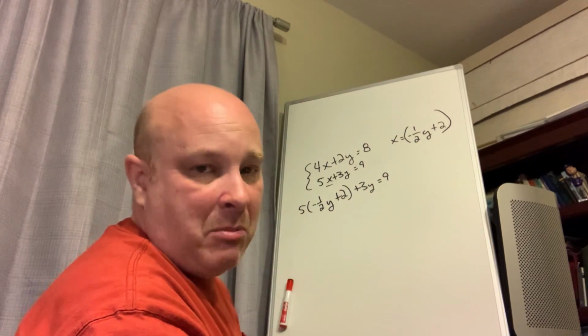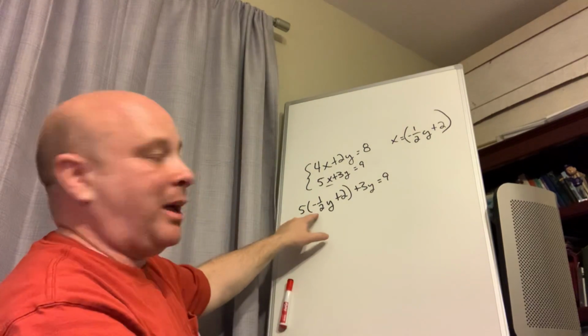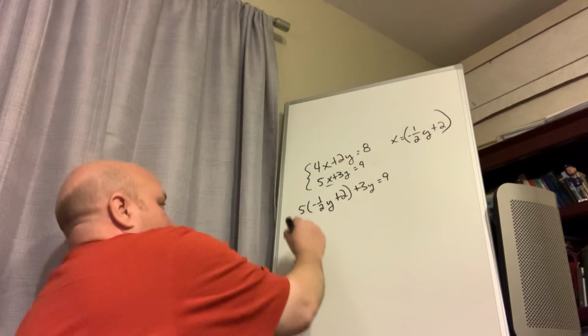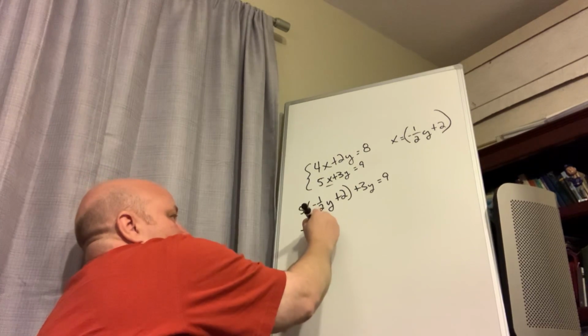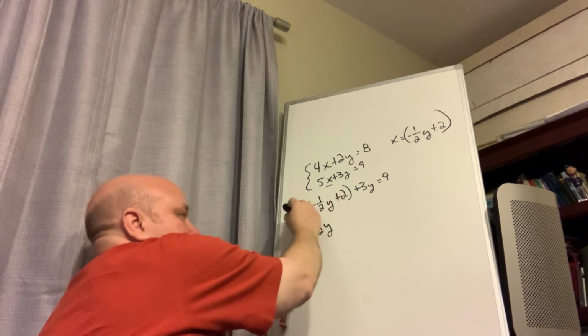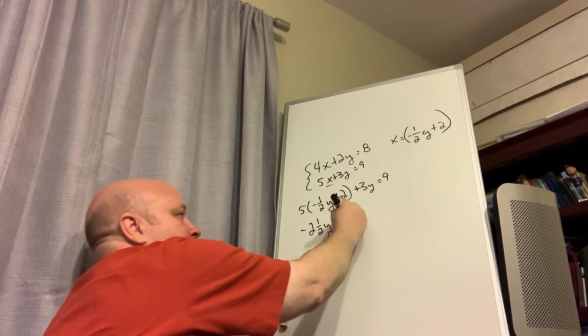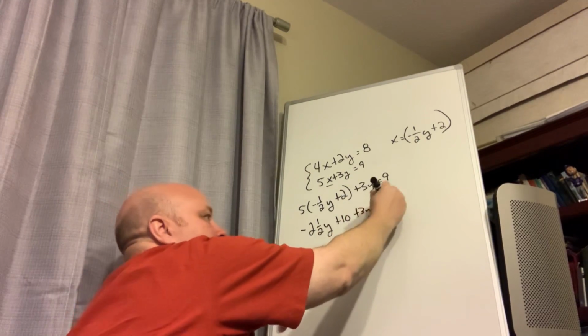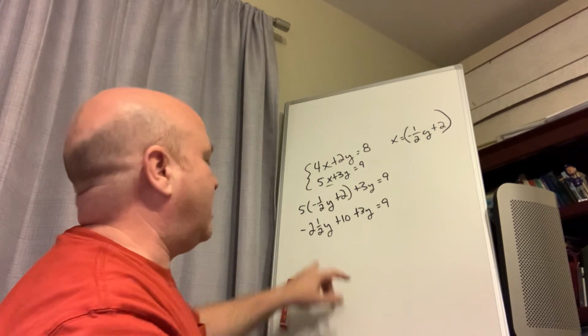And then I'm going to combine like terms. So 5 times negative 1/2 y is negative 2 1/2 y. 5 times 2 is plus 10. Then I'm going to copy the rest of this over here. Plus 3y equals 9. Now I'm going to combine like terms.